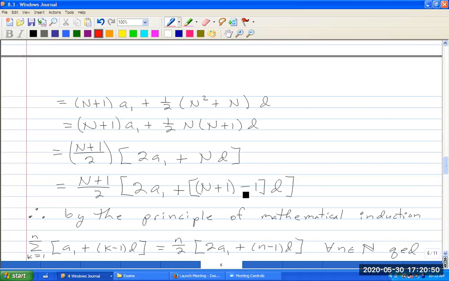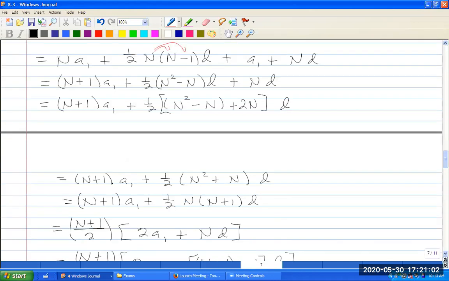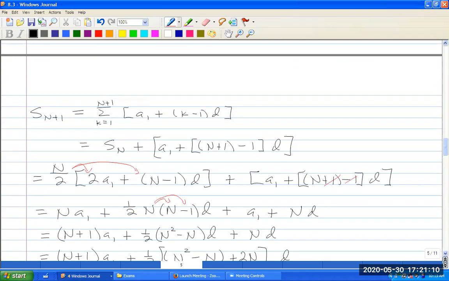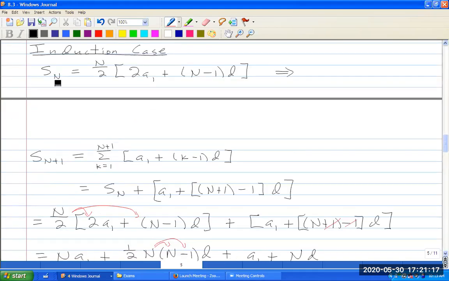But now, the way I've written this is that this formula is the same as our original formula, where I've replaced n by n plus 1. So if I replace n here by n plus 1, this should be n plus 1 over 2, and that should be an n plus 1, which it is.